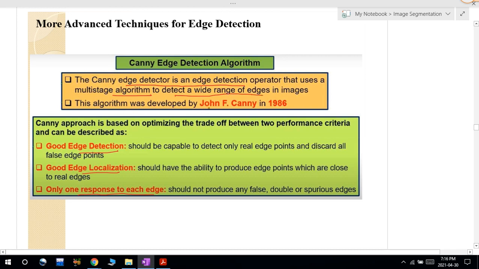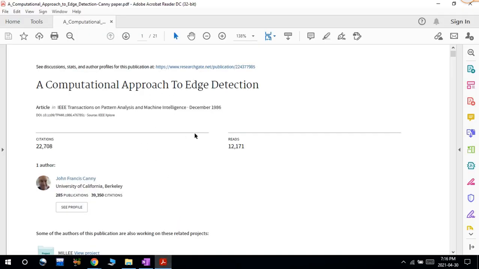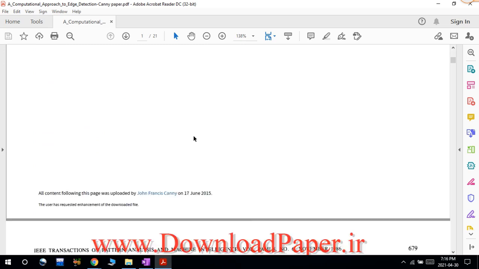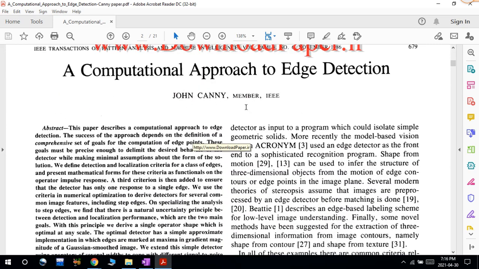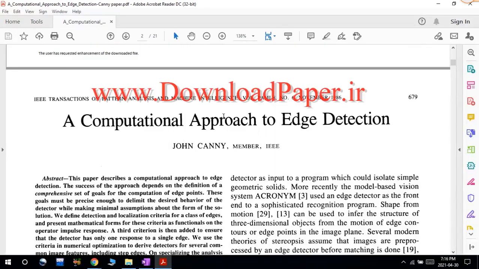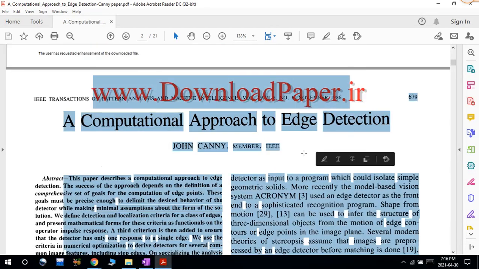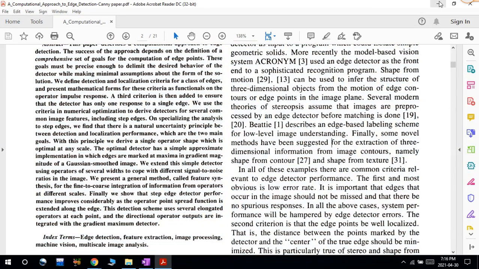This algorithm was developed by John F. Canny in 1986. You can see his paper also. It is his paper, A Computational Approach to Edge Detection. This is John Canny. He published this paper in the year 1986. You can go through this paper also.